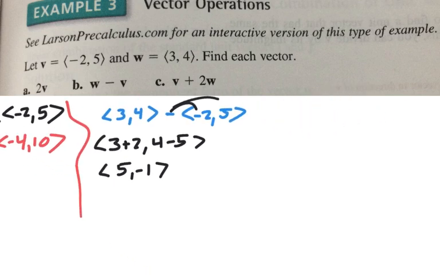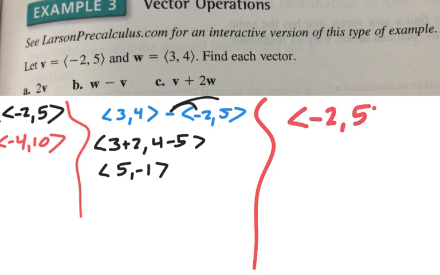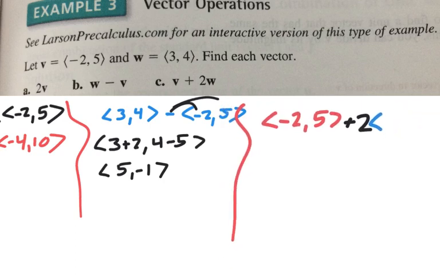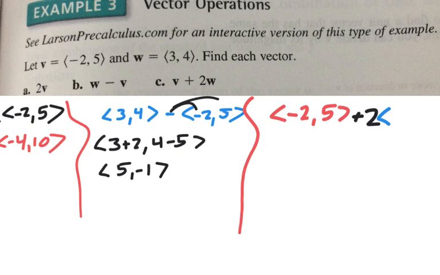And then the last one, I've got v plus 2w, which means I'm going to take my vector v, -2, 5, and I'm going to add 2 times w, which is 3, 4. So what do you guys think is going to happen here?